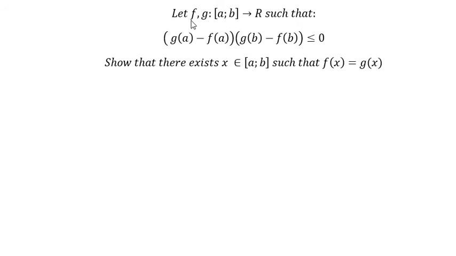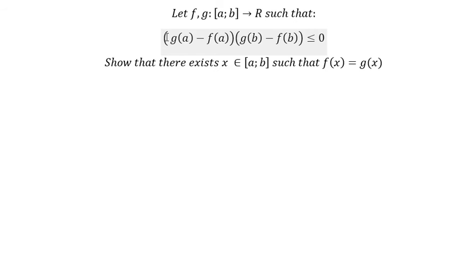So we have f and g belonging to the real numbers from a to b. g of a minus f of a, multiplied with g of b minus f of b, is smaller than or equal to 0. Show that there exists s belonging to [a, b] such that f of s equals g of s. So I will show you the technique for answering the question.